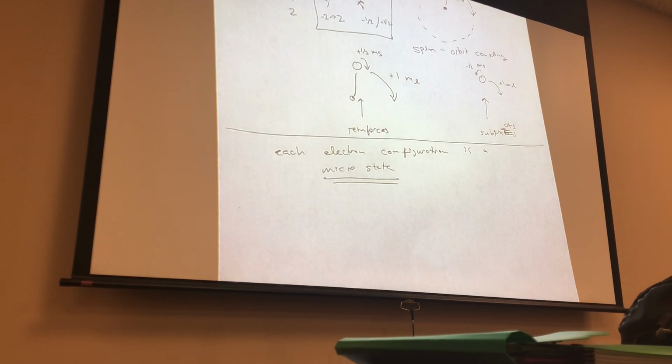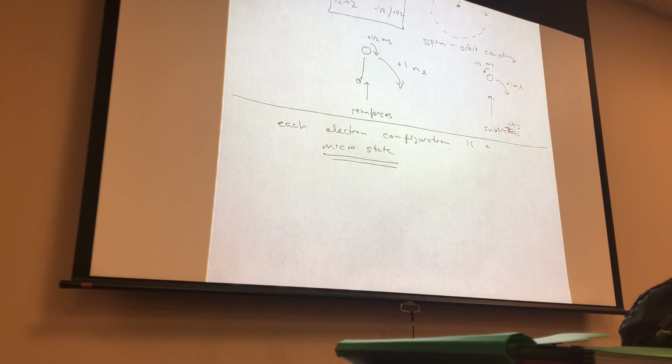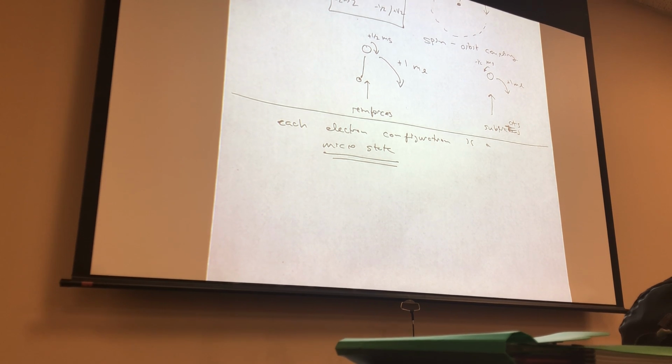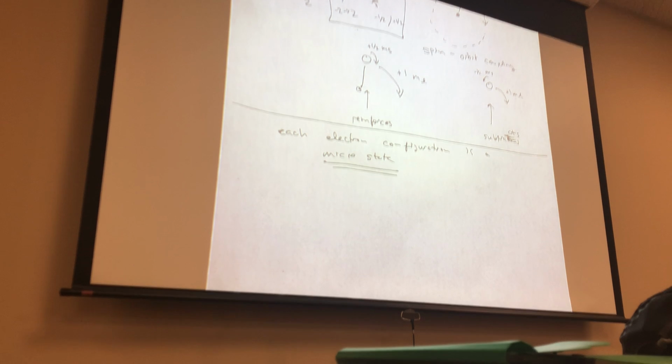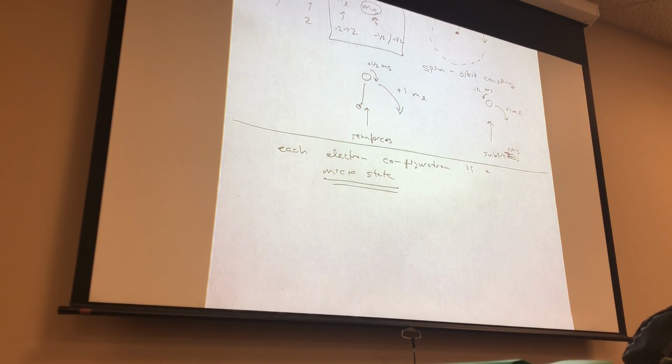So there's a lot of terminology in this chapter, which is part of what makes it tough. But each configuration that we draw is a microstate. And the ground state configuration we draw is one of the possible microstates for that overall ground state.